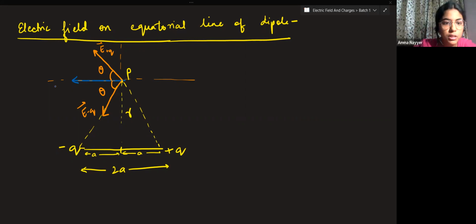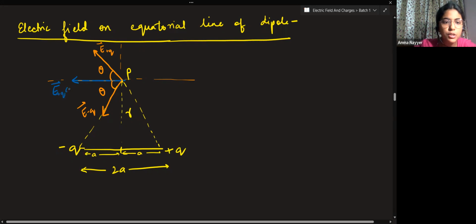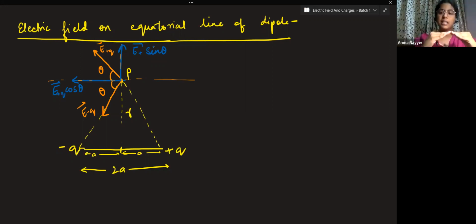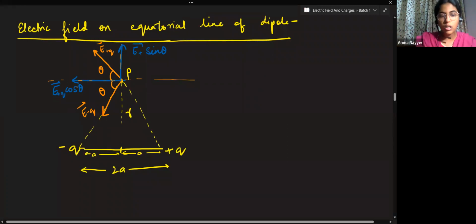Correct. This will be E plus Q cos theta. And the perpendicular line, this will be E plus Q sine theta. This is how you resolve a vector. See, in resolution of vector, whichever axis theta is making an angle with, that component is taken as cos, and the opposite one, the perpendicular one, is taken as sine. So theta was given with this axis, so this becomes E cos theta and this becomes E sine theta. Similarly for E minus Q, theta is making an angle with this axis. Here we don't have theta, we have theta over here. So this will be E minus Q cos theta. Similarly, perpendicular to it, this will be E minus Q sine theta.